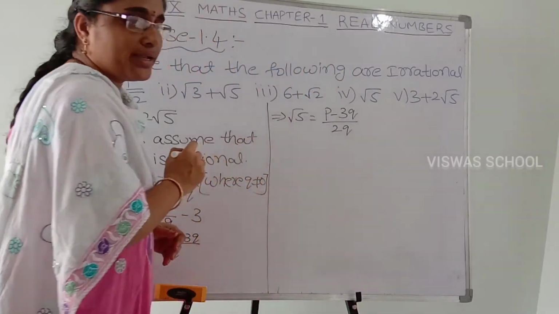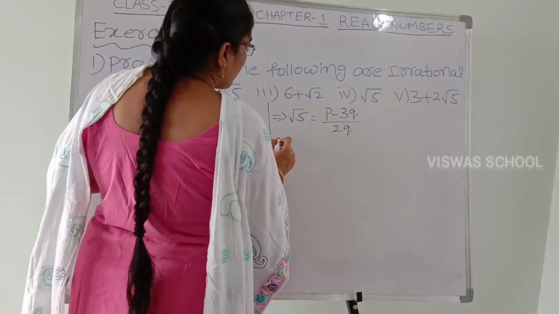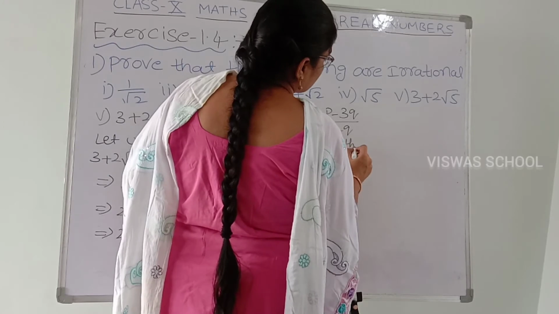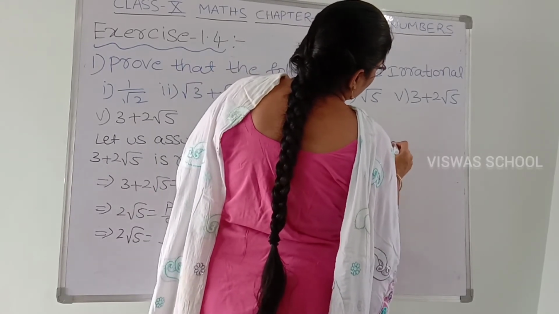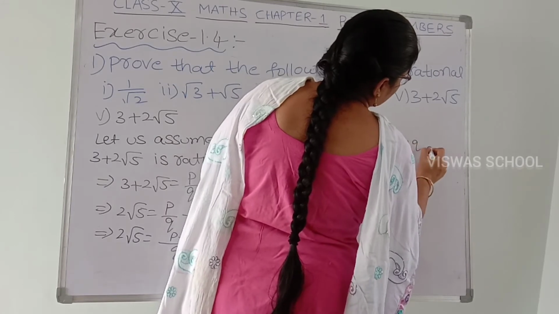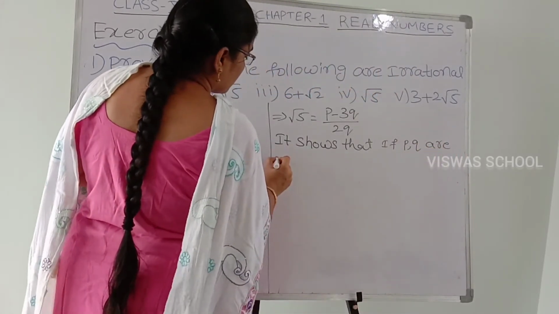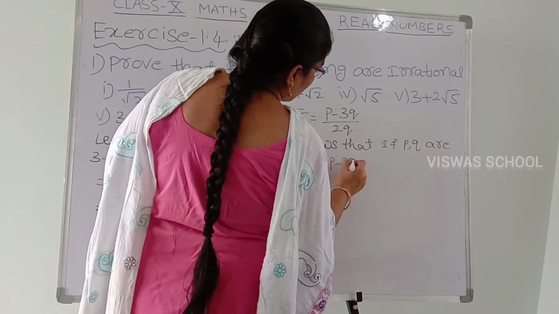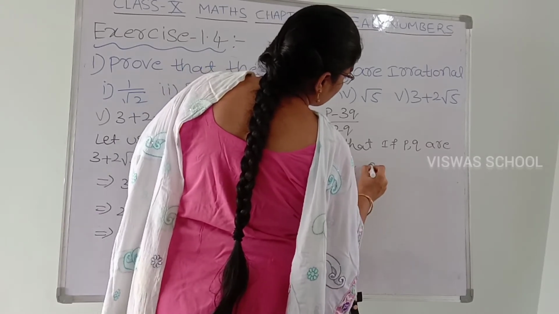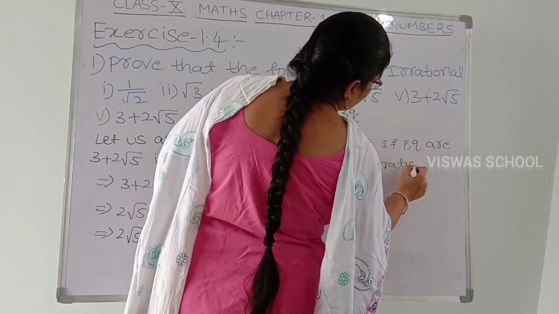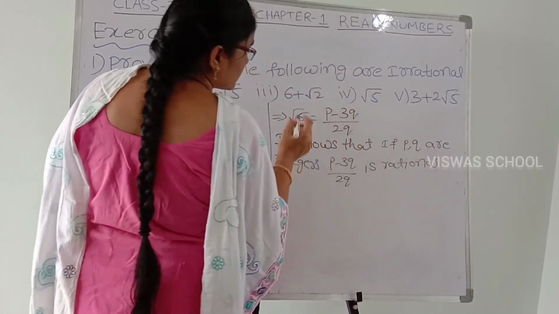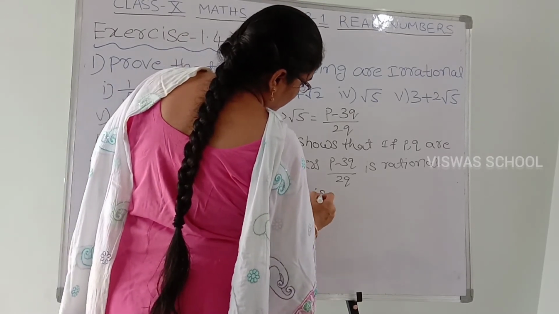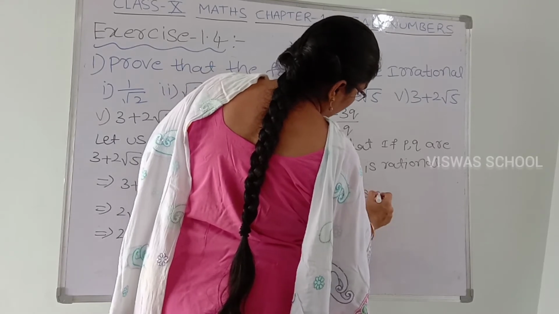(P minus 3Q) by 2Q. That is, it shows that if P and Q are integers, (P minus 3Q) by 2Q is rational. That is, if it is rational, root 5 is also rational. That is, root 5 is rational.